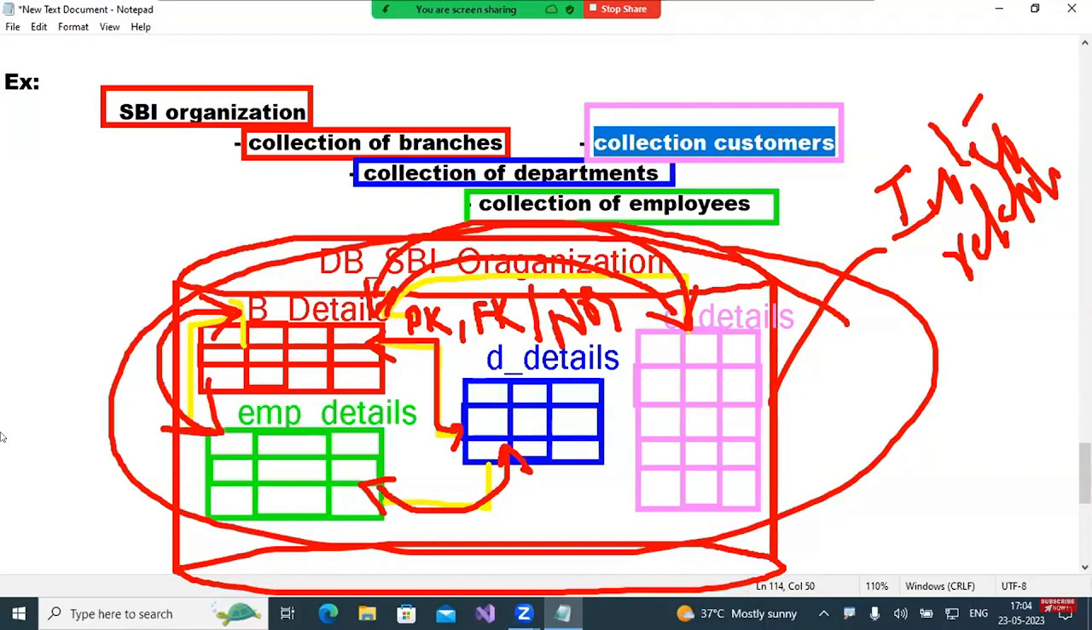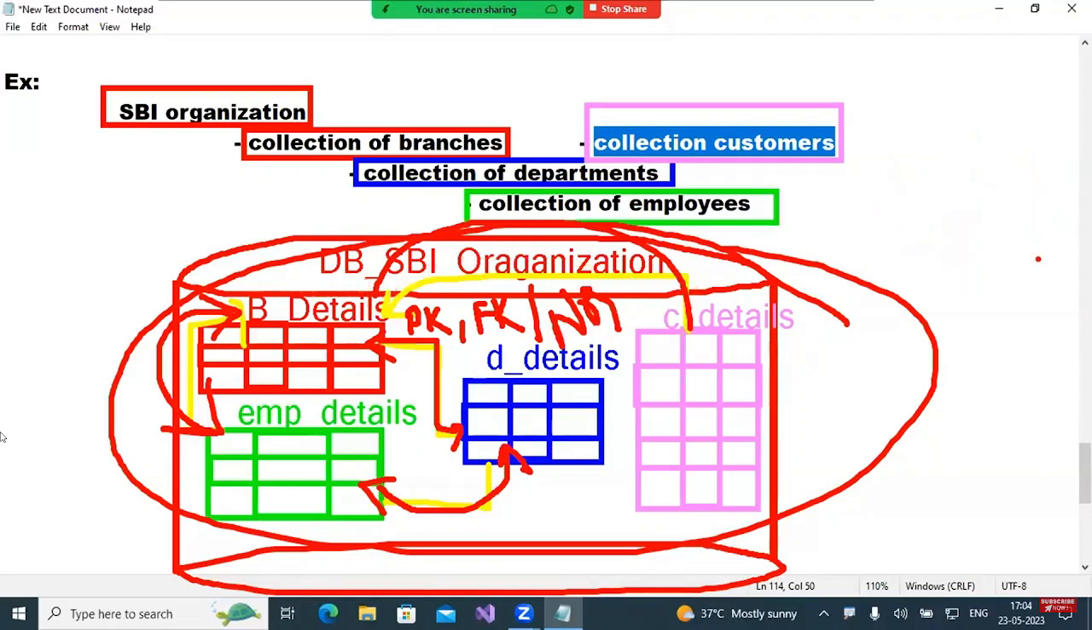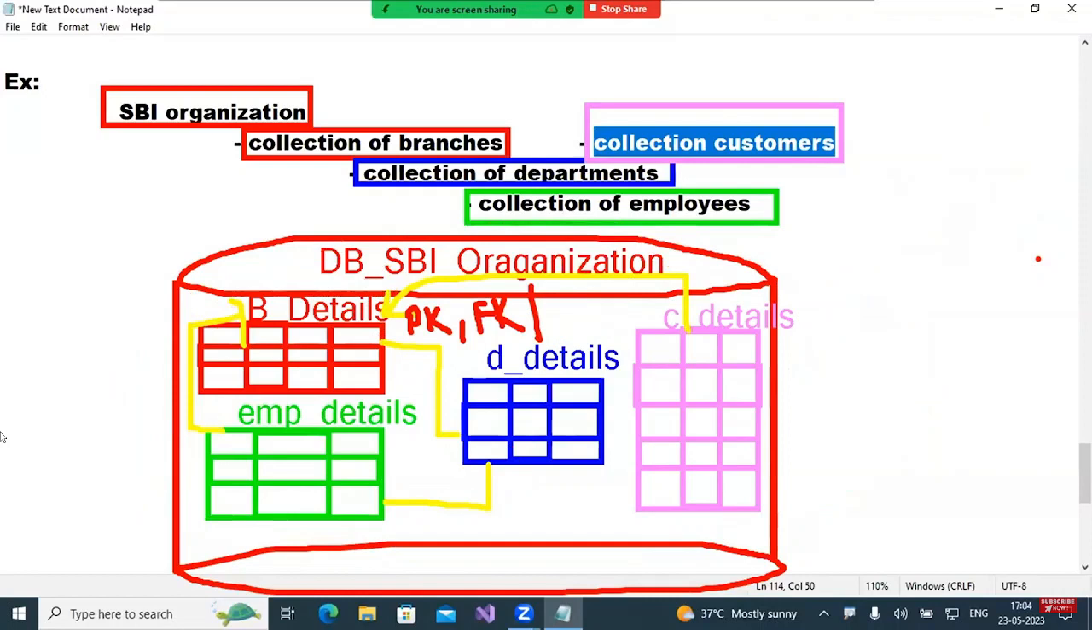For example, suppose I'm going to ask one thing. You just give the answer, okay? Whether it is okay or not. These already have some relations. Fine. Suppose my question is, if there is no branch, tell me, do you have departments? Do you have employees? Do you have customers? No. So that means these all depend on branches.